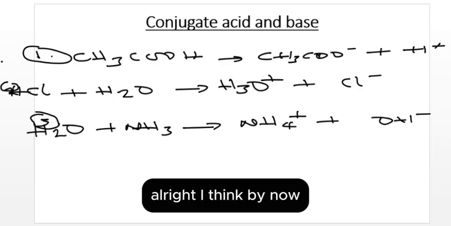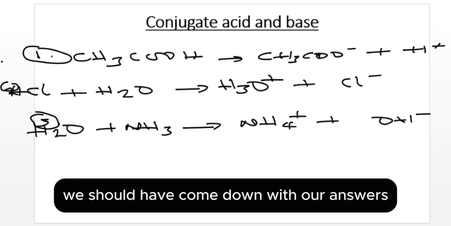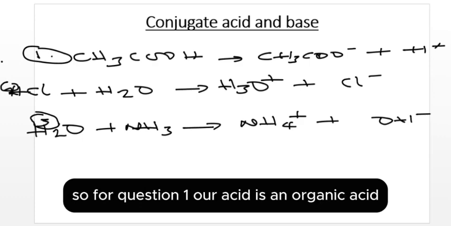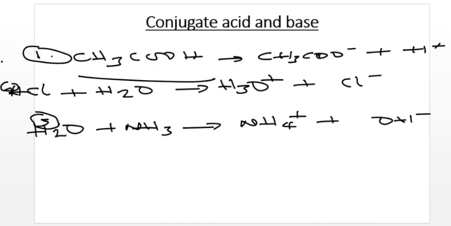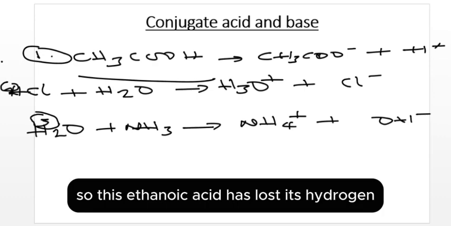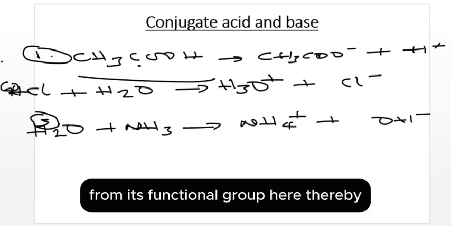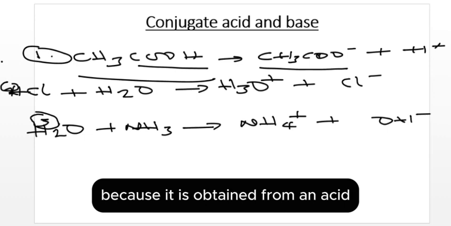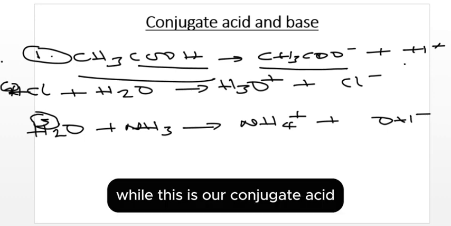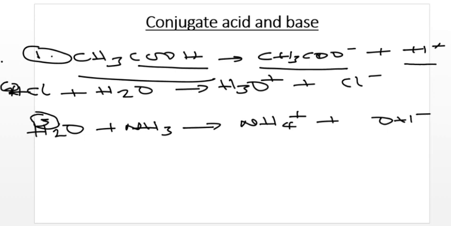All right, I think by now we should have come down with our answers. So for question 1, our acid is an organic acid which is called ethanoic acid. So this is ethanoic acid. This ethanoic acid has lost its hydrogen from its functional group here, thereby giving us this species. So this is our conjugate base because it is obtained from an acid, while this is our conjugate acid.